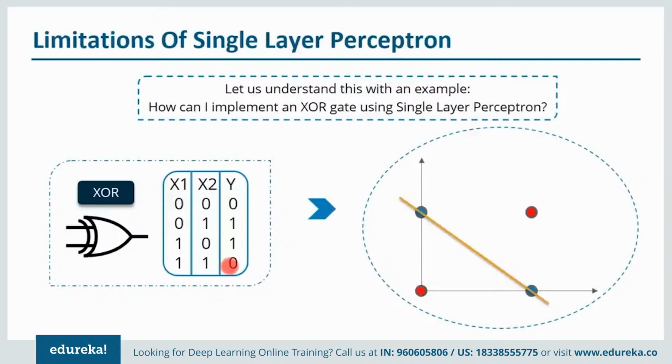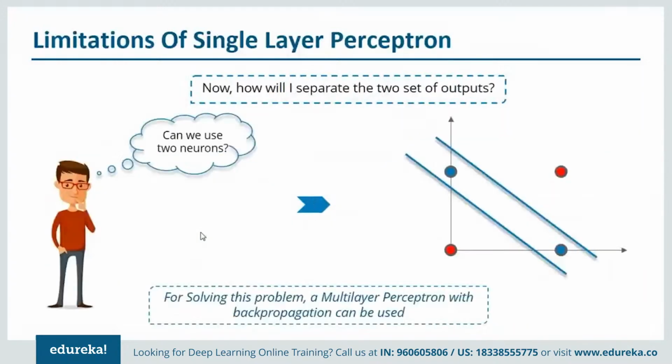So how can you classify the high and the low outputs with a single line? Definitely you can't. If you see the points, one point is here, one is here, here, and here, in which these two points are high outputs and these two are low. So how can you classify with a single line? Definitely you can't. So what's the answer to this? What if we use multiple neurons? Using multiple neurons, we can have two lines that can separate it. If we use two neurons, we can have two lines that can separate the high outputs as well as the low outputs.